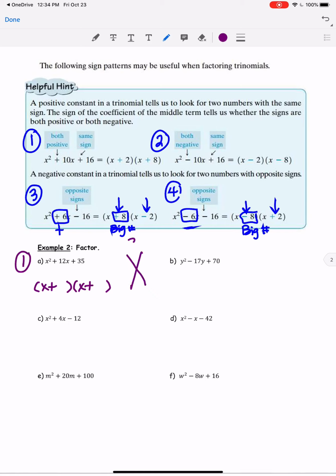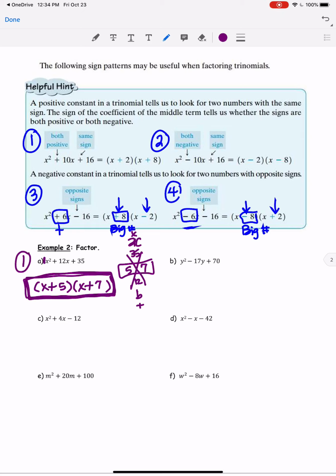So let's go into our x. My A times C is 1 times 35 to get me 35. And then my B term is 12. So what 2 numbers add up to 12, but when I multiply together, give me 35? 35 only has two factor pairs: 1 times 35 and 5 times 7. 5 times 7 gives me 35. 5 plus 7 gives me 12. So this becomes (x plus 5)(x plus 7). And again, we could FOIL this out, multiply it, check it.